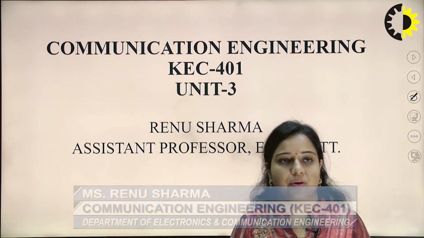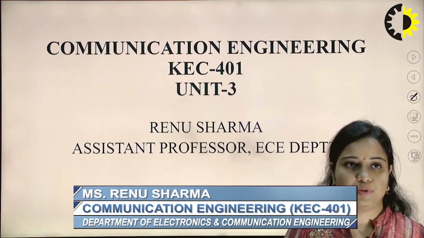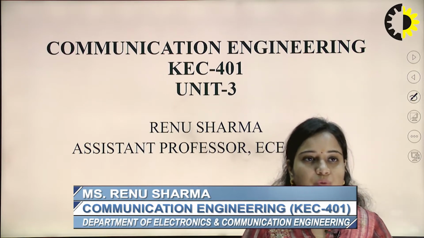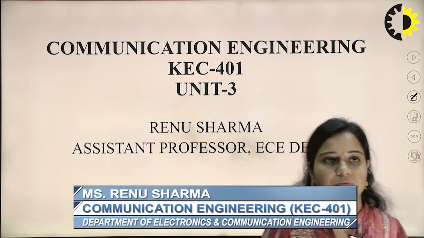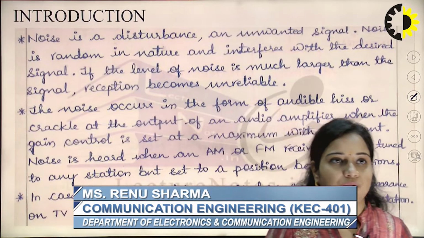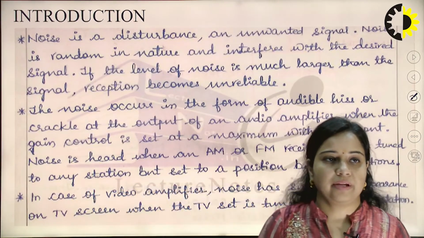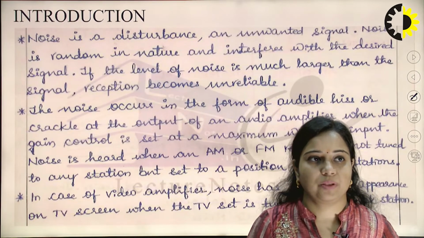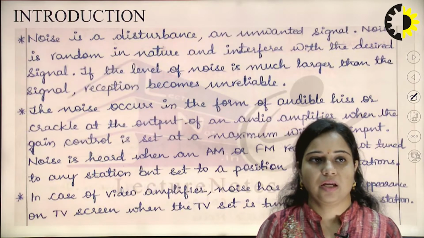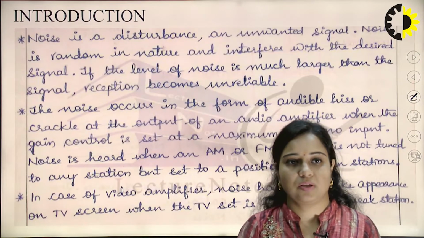Today I am going to start with the next part of Unit 3, which is related to noise analysis of different types of systems and different types of receivers, of amplitude modulation and FM modulation. First we will discuss what noise is. Noise is basically a disturbance or an unwanted signal that is random in nature and interferes with the desired signal. It can be internal to the system or external to the system, so there are two kinds of noise that we are going to study.